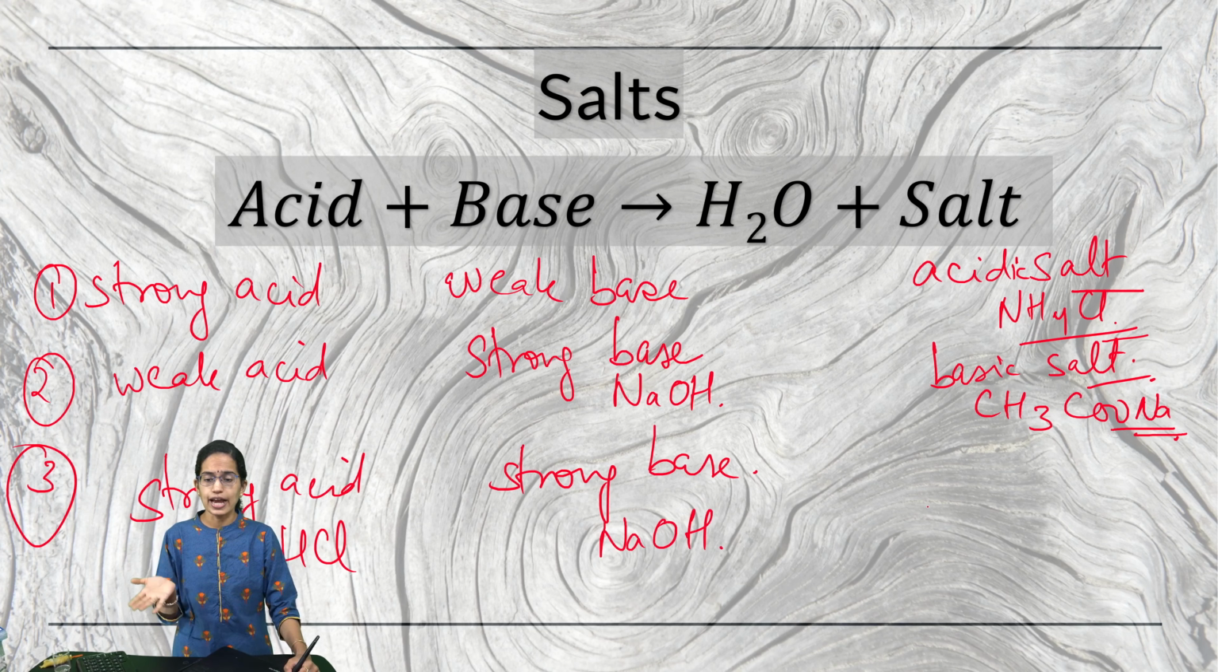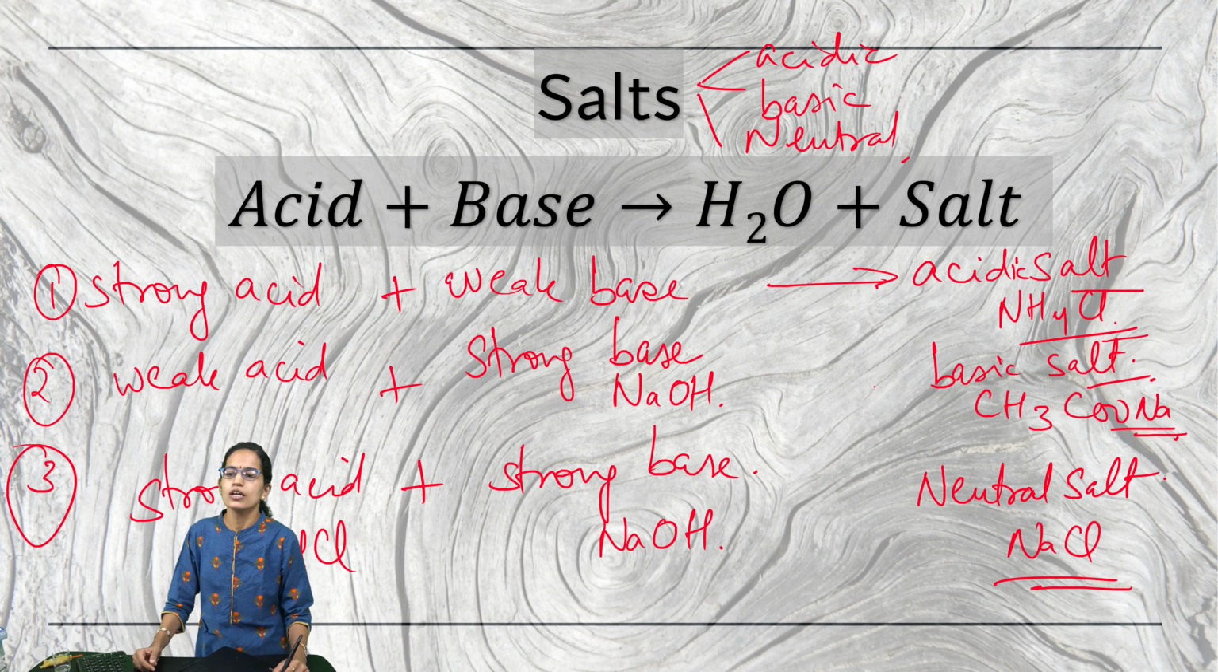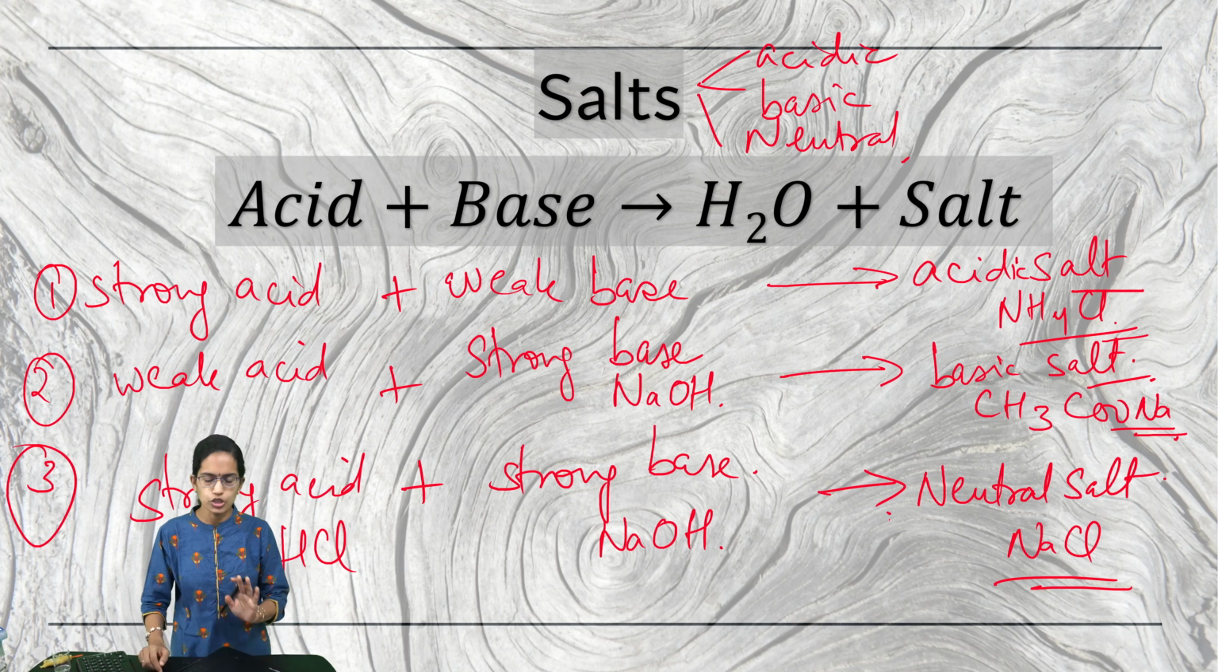So salts can be three types, as we said: acidic salts, basic salts, and the neutral salts. And how these are formed, the reactions we have understood. So a strong acid when reacts with weak base would give you acidic salt, weak acid and strong base would give you basic salt, and strong acid and strong base would give you a neutral salt.